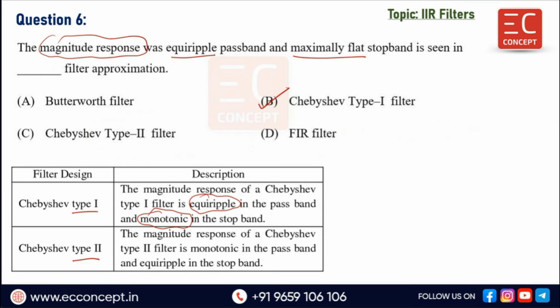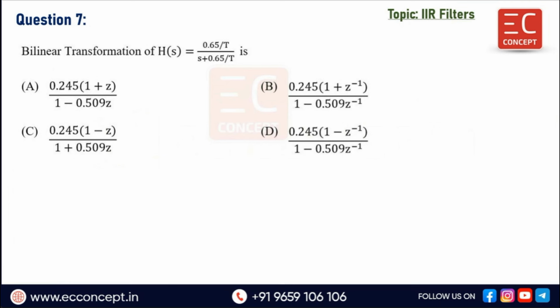So next question, question number 7. A bilinear transformation of some analog transfer function is given, and we need to find H of z, okay? The bilinear transformation is a method to convert an analog signal to a digital signal. We have many methods for converting the analog domain to digital, and bilinear transformation is one of the important ones.